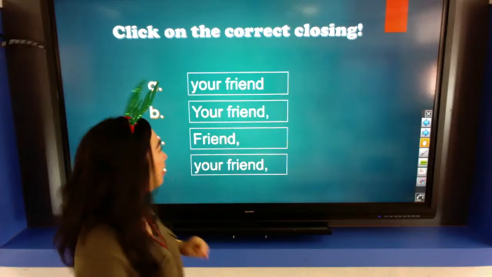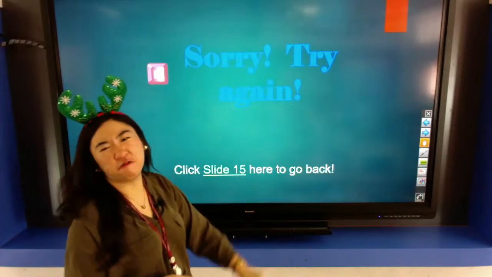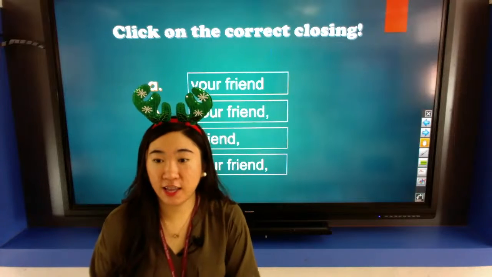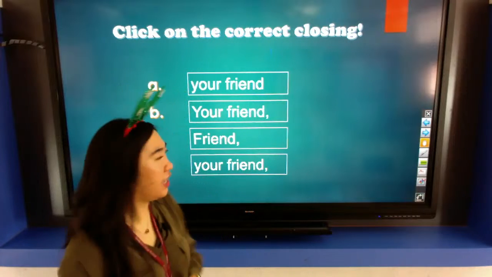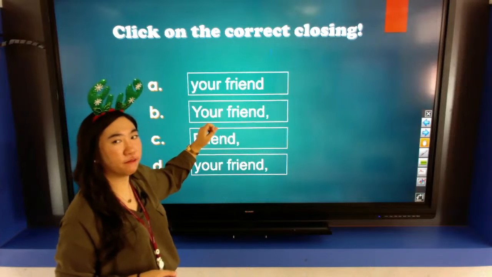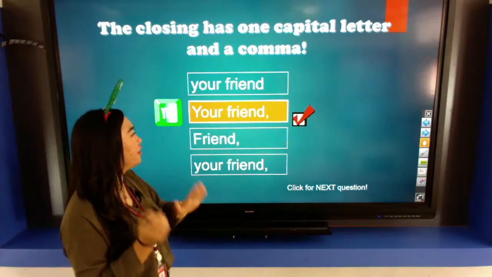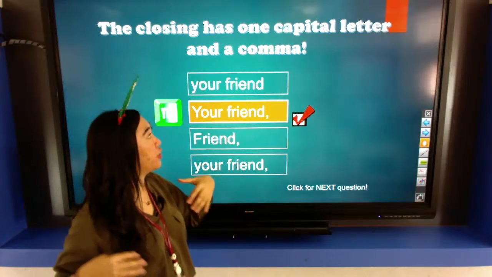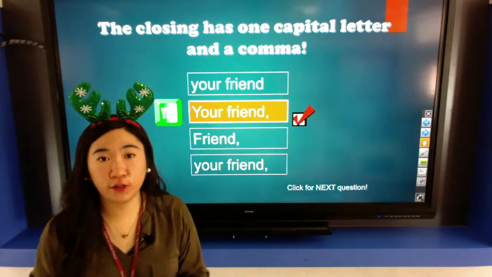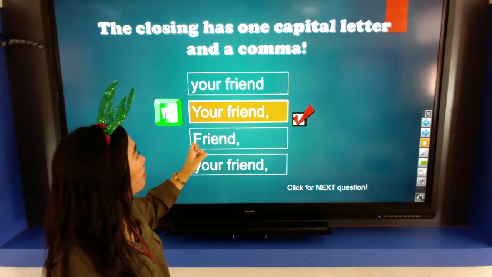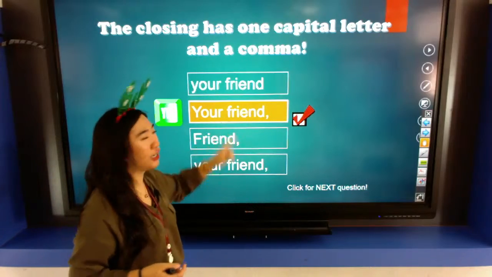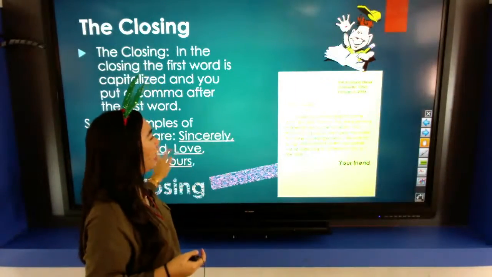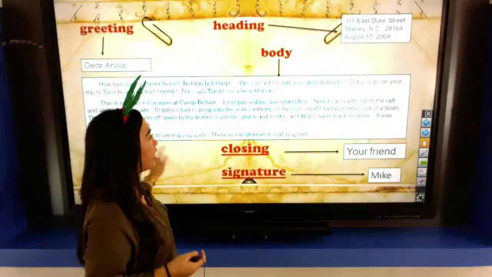Only letter A. Let's try letter A. Wrong. Letter A is wrong. Okay, let's try letter B. Let's try if letter B is the correct answer. All right, very good, everyone. So the correct answer is letter B. When you write the closing, you write the first word in a capital letter, and the second word in a small letter, and end it with a comma.